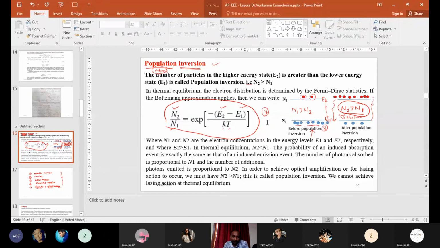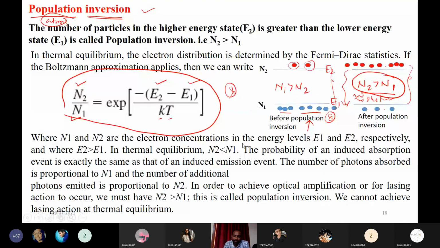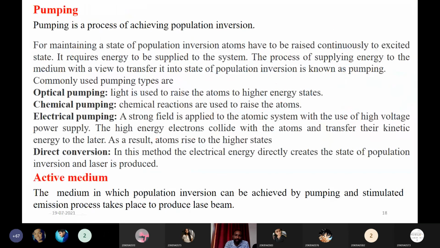And to create population inversion, you need to give some energy. That is what pumping means. Here, more atoms are in the ground state, so there are no atoms in the excited state. So you need to give some energy, then only will atoms climb into the excited state. Then we will create the population inversion. To send these atoms to the excited state, you need to give some energy.